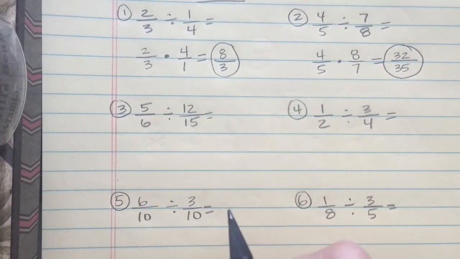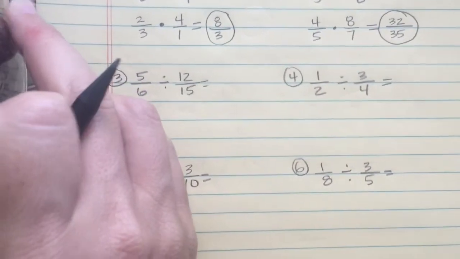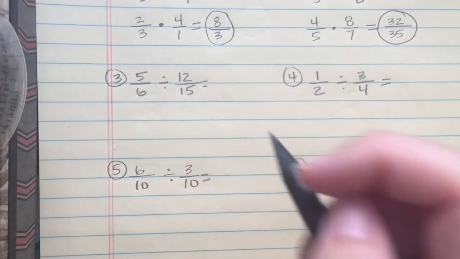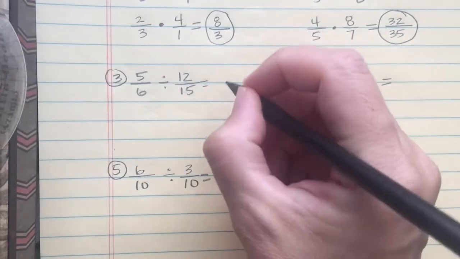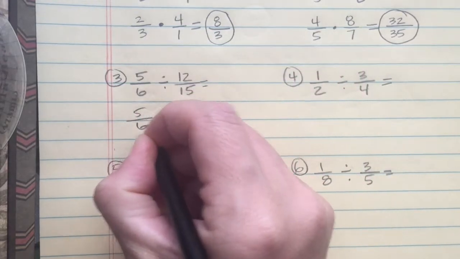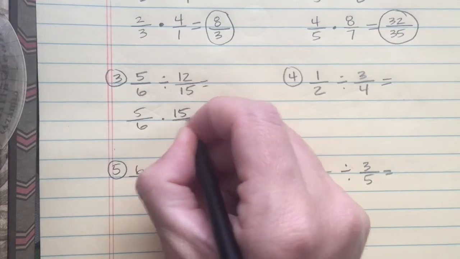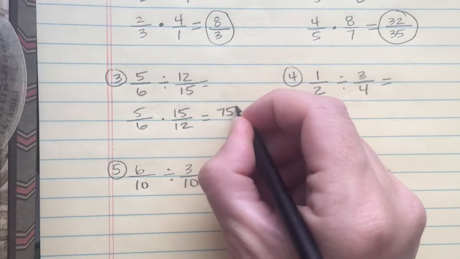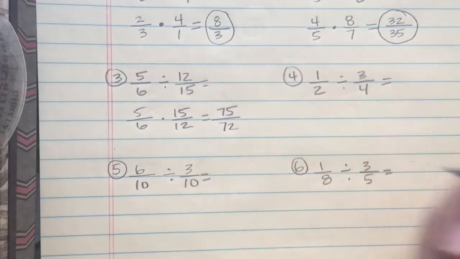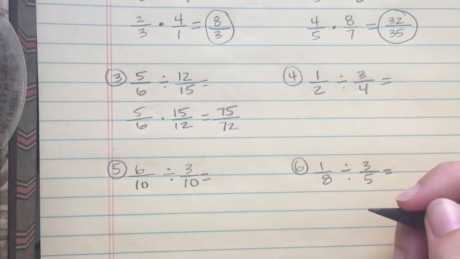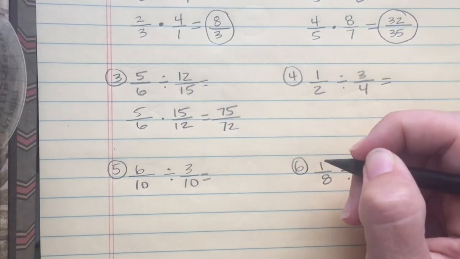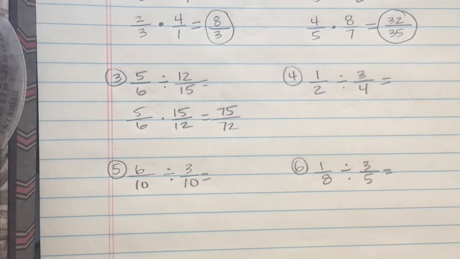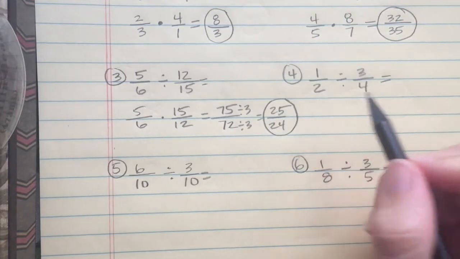So go ahead and do number 3 and 4 and 5 and 6 on your own. Go ahead and pause the video if you need to, and I'll work out the problems for you when you come back. I'll work out the problems silently as we go here. All right, 1/2.